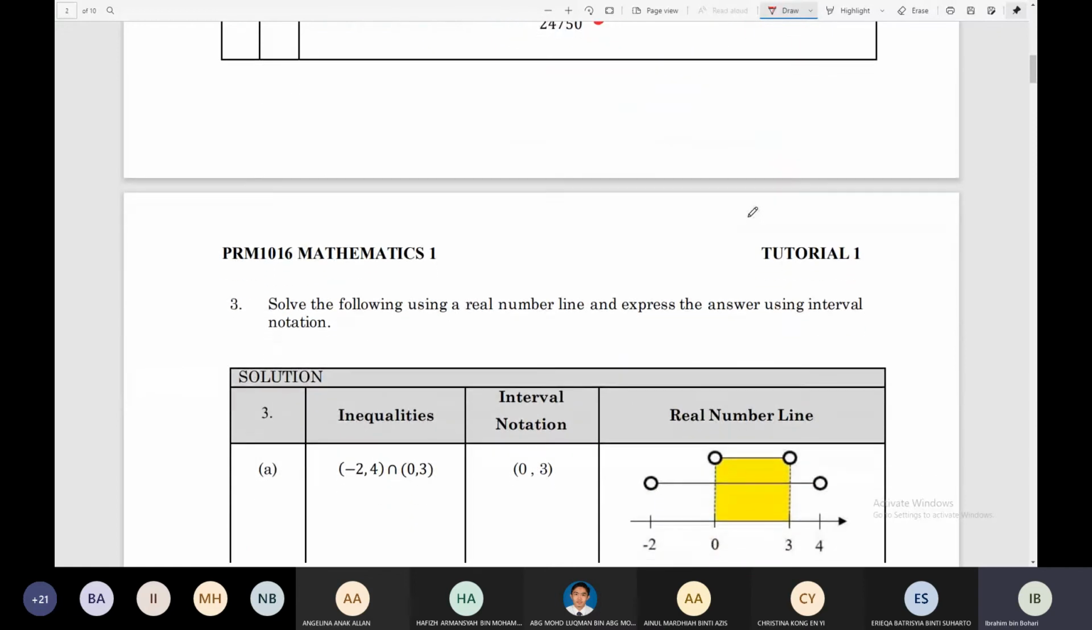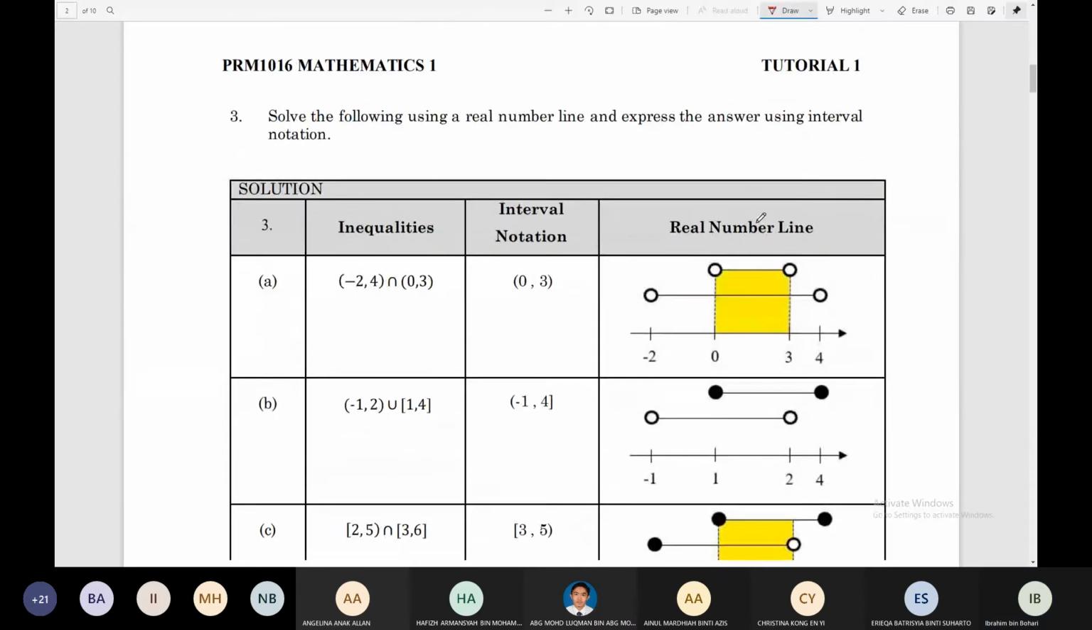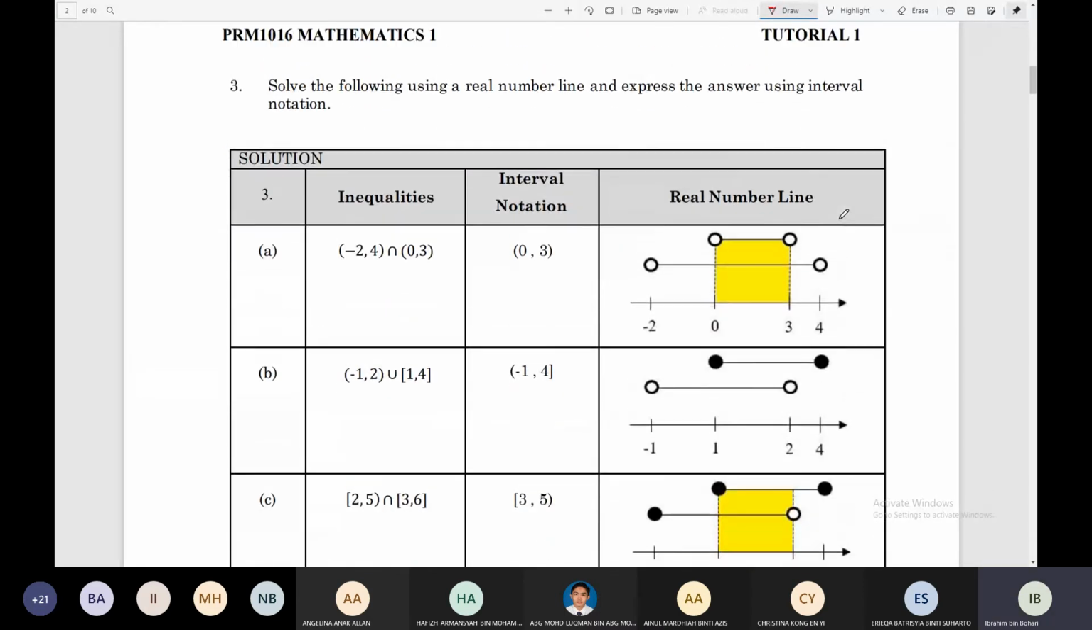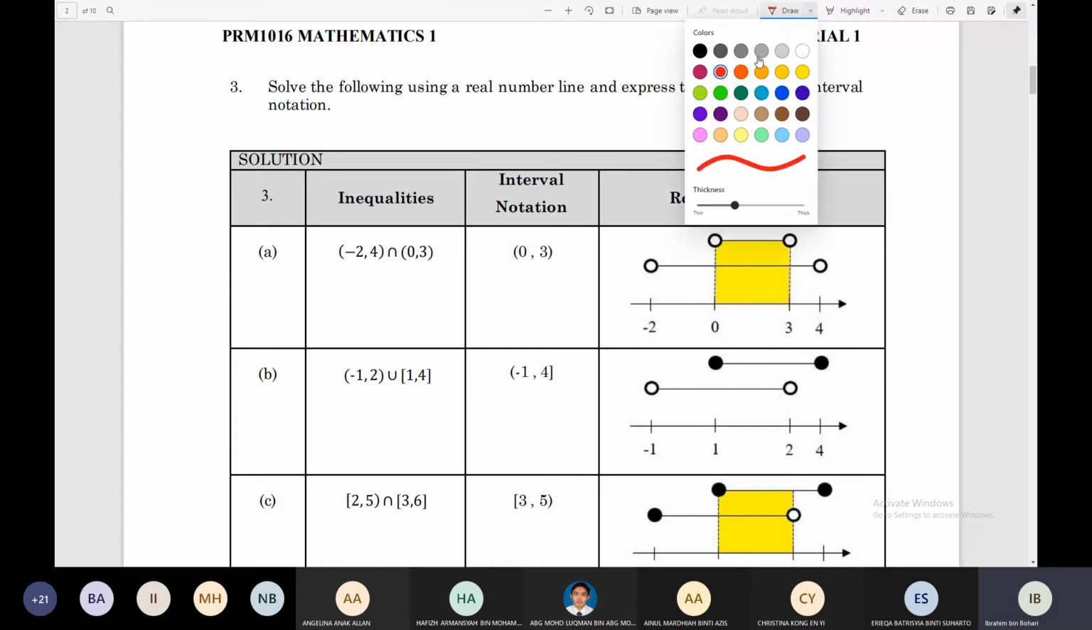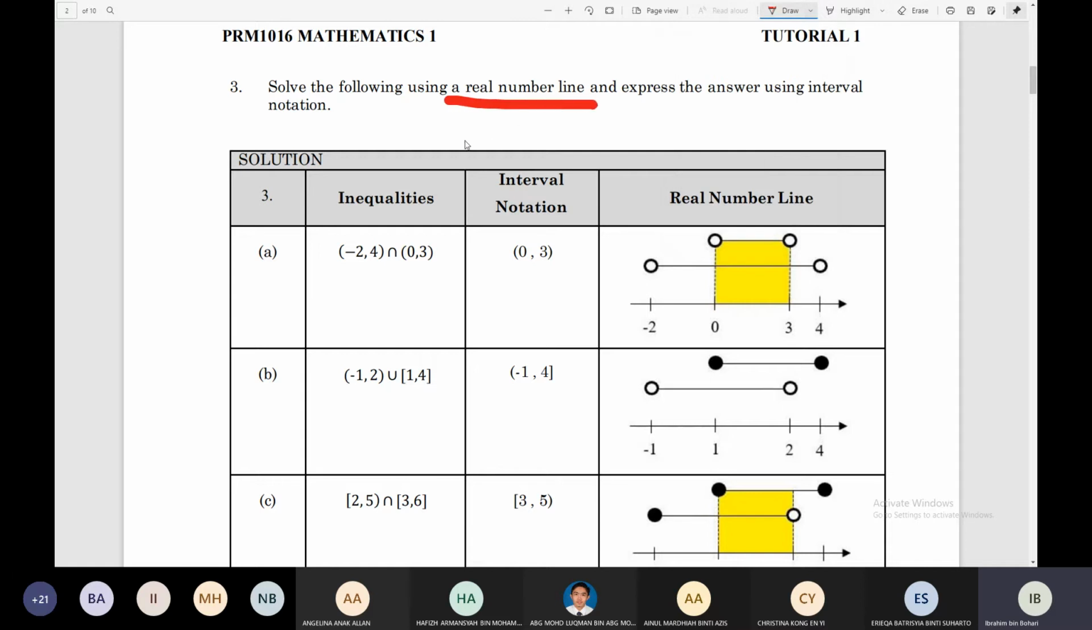Okay, and question number 3. Solve the following using a real number line and then express the answer using interval notation. I will show you, there are 2 things here. First, the method using the number line. And the second, the final answer using interval notation.